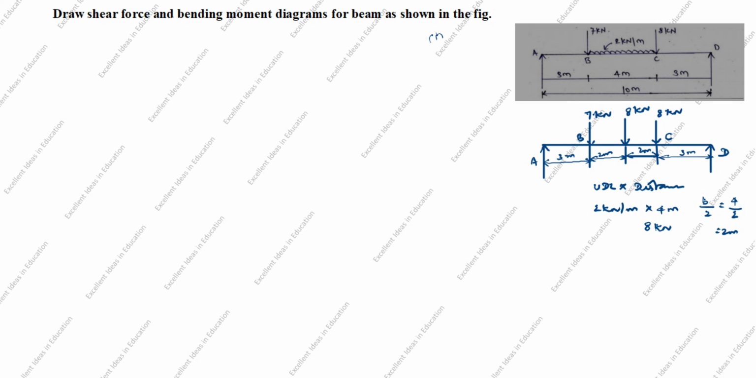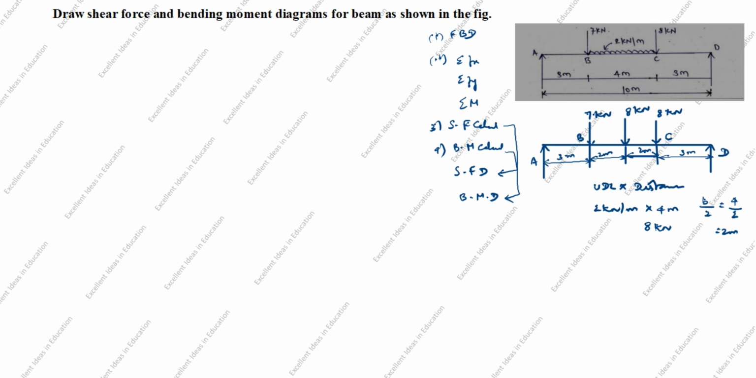First, we will draw the free body diagram. Already finished this one. Second, using the equilibrium conditions to find RA and RD: summation of Fx, summation of Fy, summation of moment. Third, we will do the SF calculation. Fourth, the bending moment calculation. Based on the shear force calculation, we will draw the shear force diagram. Based on the bending moment calculation, we will draw the bending moment diagram.